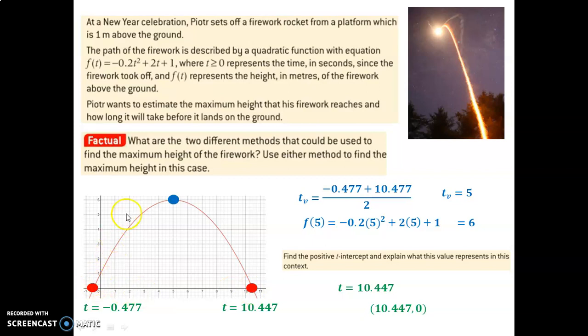All right, and let's see. It started at a height of 1 meter. So notice we can't go back in time, in negative time. So it started at a height of 1 meter, reached this maximum, and hit the ground here after 10.447 seconds.